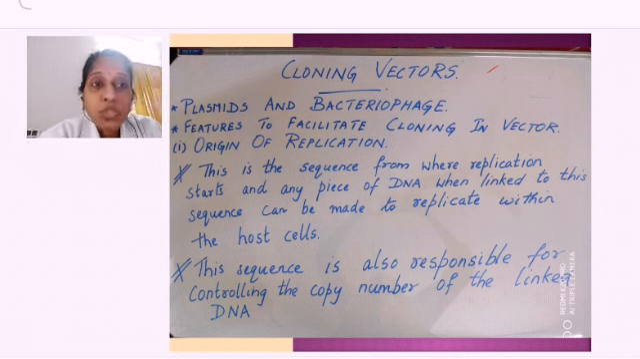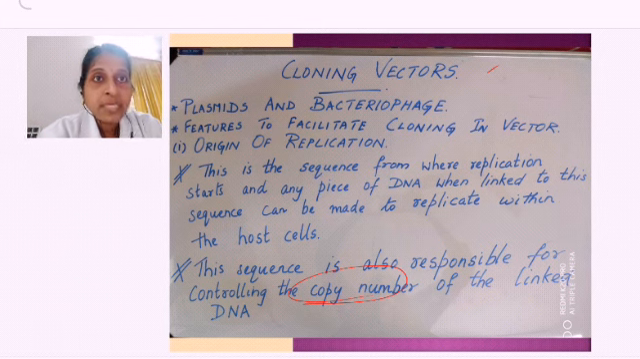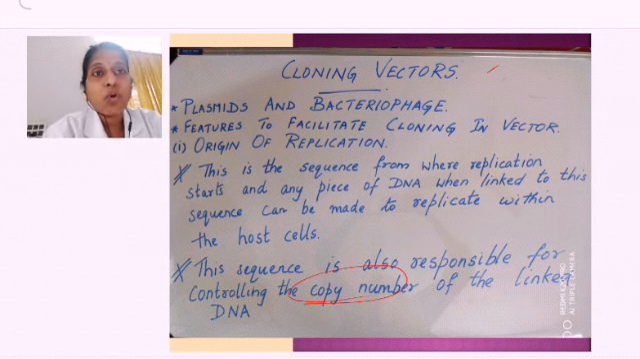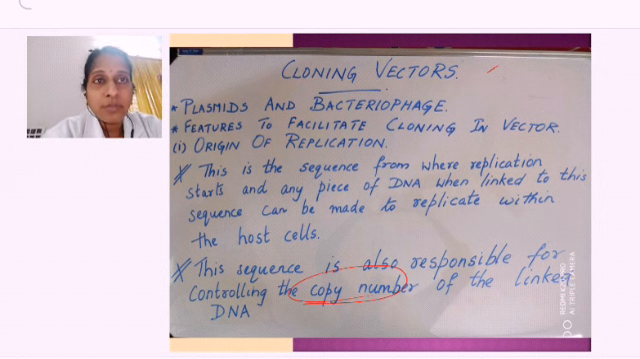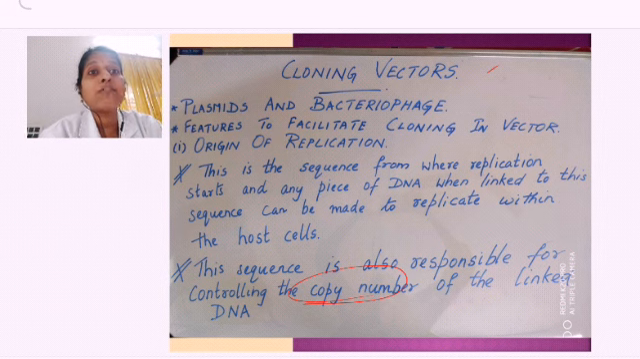And this sequence is also responsible for controlling what? The copy number. ORI sequence controls. Some plasmids will be making copies 10 times. Some may be making copies 30 times. Okay. So how many they are going to make? How many copy number? It is controlled by whom? The ORI sequences. In different bacteria, in different plasmids, the ORI sequences code for different numbers. That number we call the copy number. In some maybe they are producing 10 copies, in some maybe 30 copies, like that, right? So this is regarding what? Origin of replication, very important for forming clones, okay, for increasing the number of plasmids.